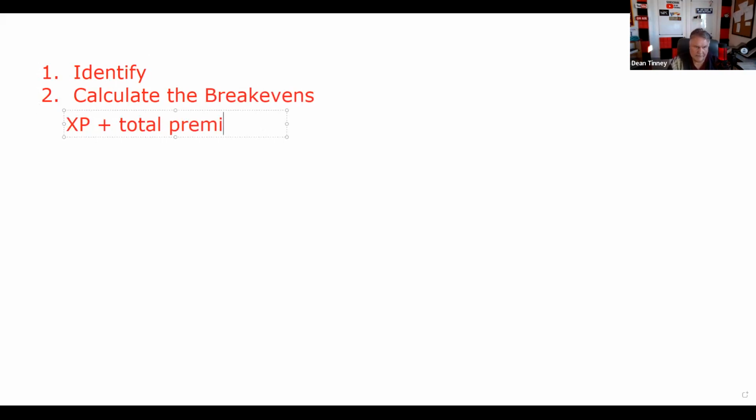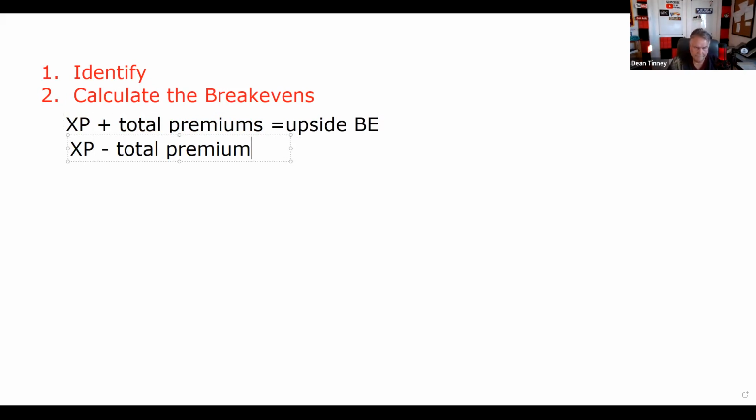And that will give us the upside break-even. And we're going to get, boom, let's put that a different color. And that'll be our upside break-even. We're going to take strike price minus total premium, and that will give us our downside break-even.